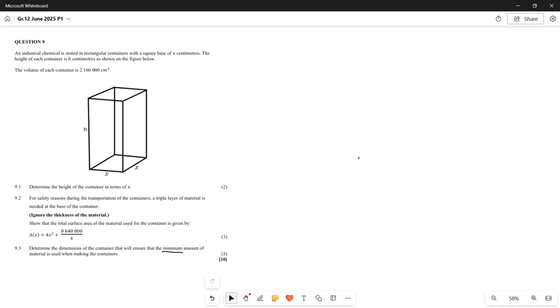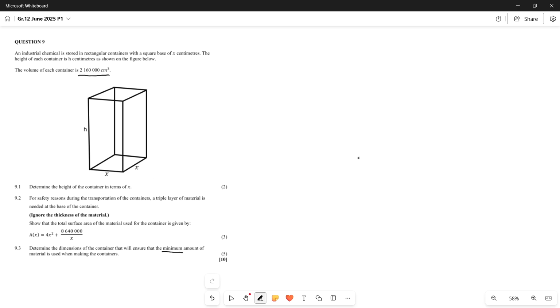So what we have is an industrial chemical is stored in rectangular containers with a square base of x centimeters. Okay, so a square base, which means it's x all the way around. The height of each container is h centimeters over here, as shown on the figure below. The volume of each container is 2,160,000 centimeters cubed.